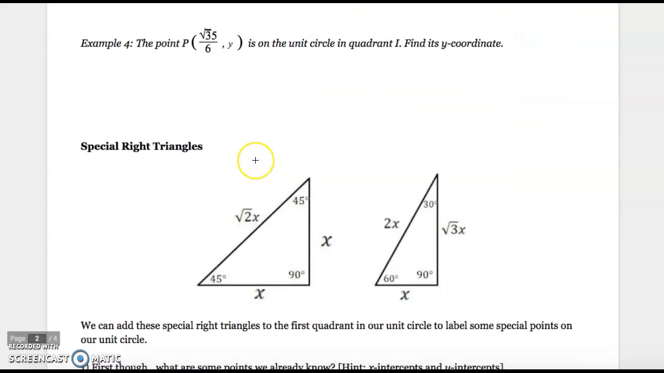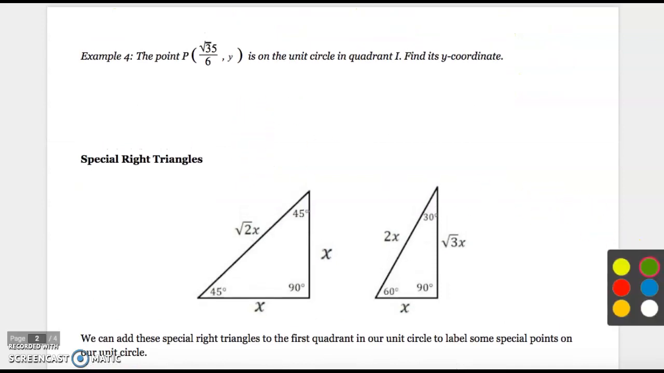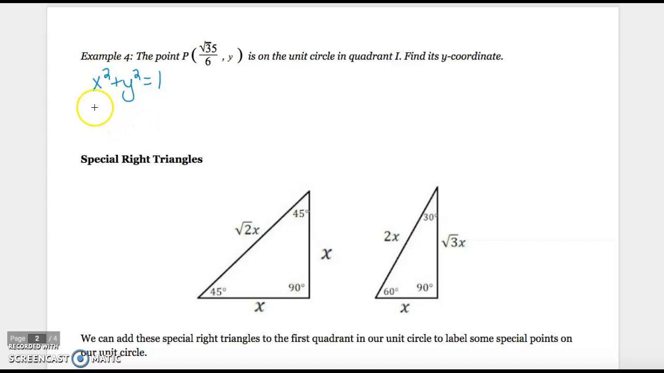Let's do one more example of this in this video. We're going to do the same thing here. It gives us our point, square root of 35 over 6, comma y. We know that it's in quadrant 1, and we're going to find the y coordinate. So I know it satisfies this equation. I can plug in my x value, but my y is unknown, so I leave it as y. If I distribute that exponent, I'll be left with 35 over 36 plus y squared equals 1.